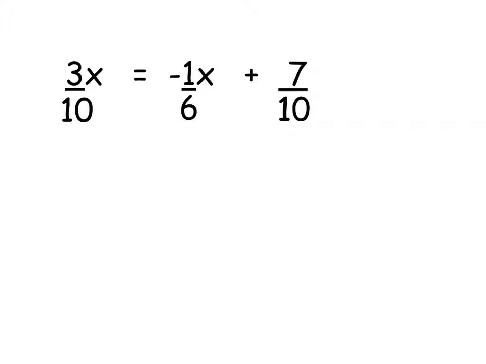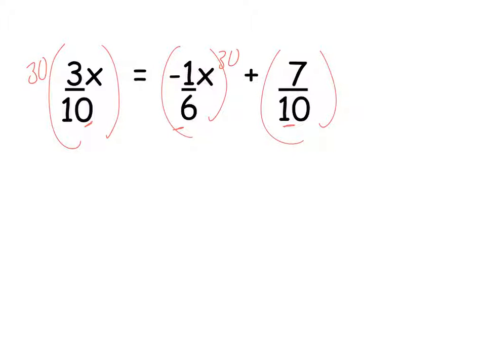Okay, now let's try this one. We have denominators of 10, 6, and 10. So I need a number that 10 and 6 will both go into, and I know that's 30. So I'm going to multiply every single term in this problem by 30. Okay, now I'll start at the beginning. Let's cross cancel. 10 goes into 10 once, 10 goes into 30 3 times. 3 times 3x is 9x.